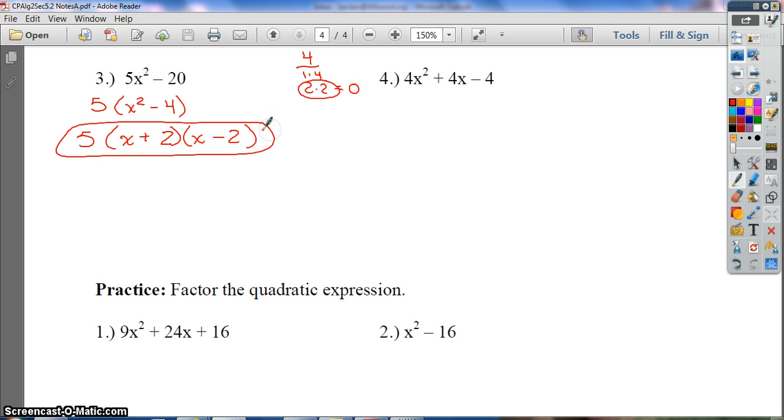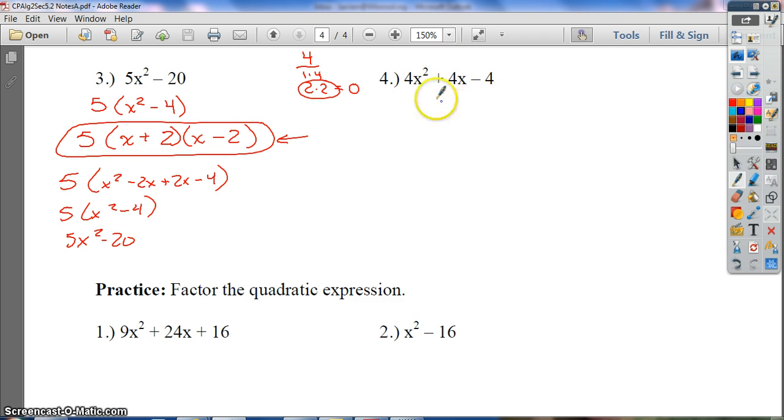For all the non-believers, let's go ahead and FOIL this quick. This is x squared minus 2x plus 2x minus 4. That gives me 5 times x squared minus 4. Distribute the 5 back in, you can see I'm right back to the original. So my answer in factored form is this.